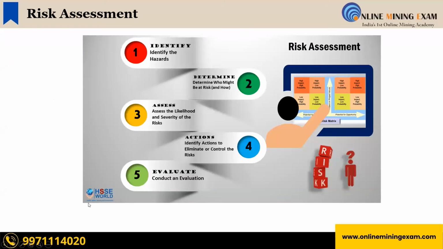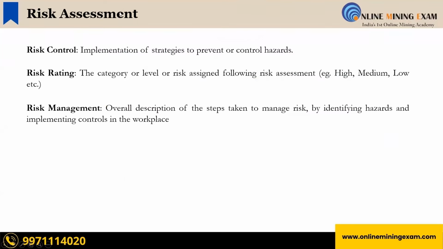Okay, so this is the risk assessment process. I've already explained you: identify, determine, assess, action, and evaluate. Okay, so all these parts are involved in risk assessment process. Clear? Small diagram, you can read it later after the class. So these are again some very important definitions which have been provided by DGMS in the circular itself. So you can see that there are words like risk control, risk rating, and risk management. I have already given the definition of all these words.